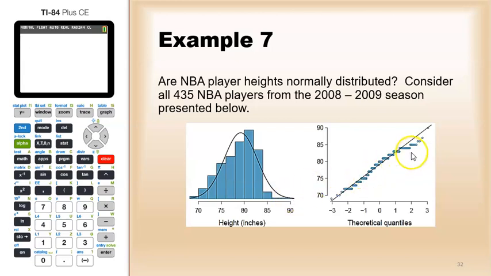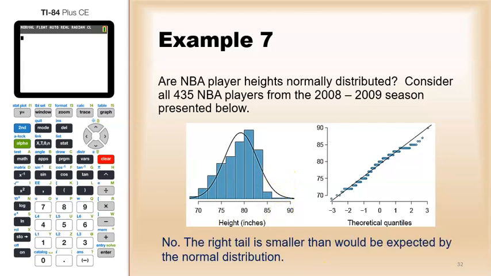Likewise over here, you see a little bit of a curve off from the line right here, and that corresponds to this lack of a tail on the right side. So you can argue no, this is really not normally distributed. The right tail is smaller than you would expect from a normal distribution.